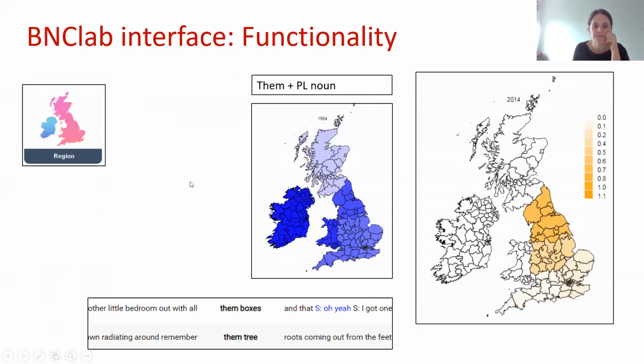With the region box, we can explore how language is used in different parts of the UK. So here, for example, I looked at the use of them plus plural noun, which is one of regional features of language use in the UK. So for example, in sentences such as little better out with all them boxes, I remember them tree roots coming out, and you would be able to see where this feature is more dominant in the UK.